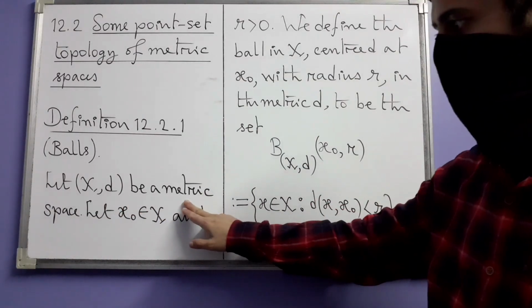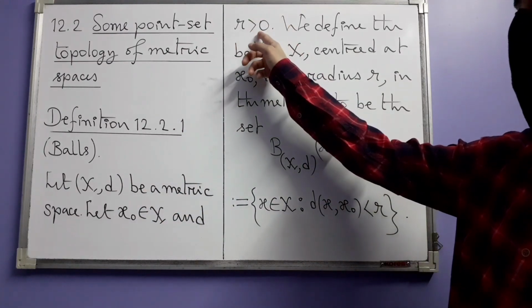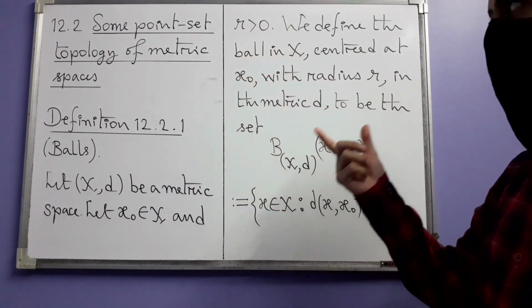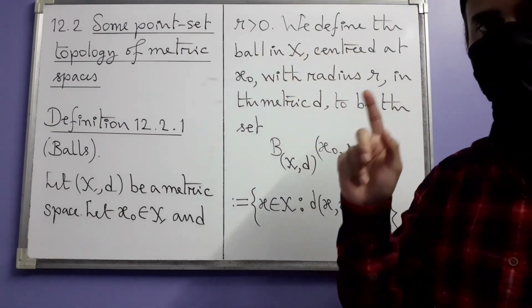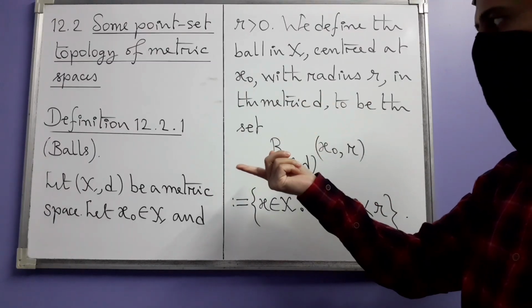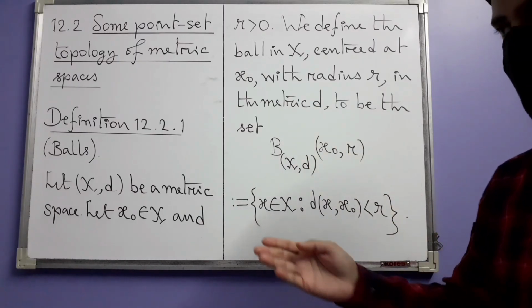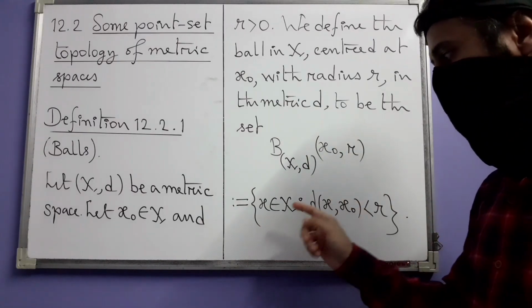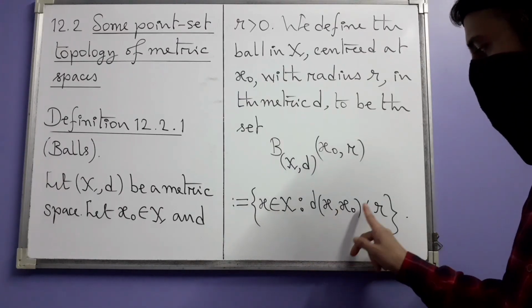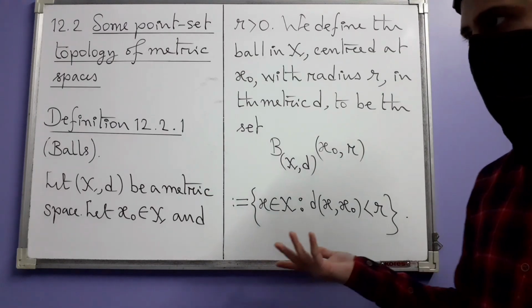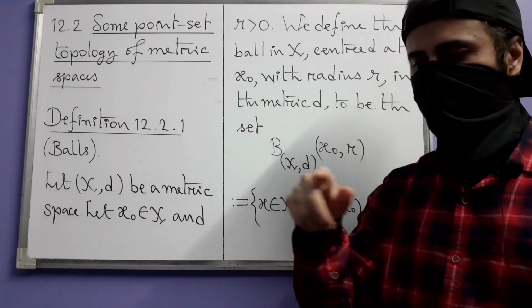So let (X, d) be a metric space in which we have chosen a point x naught, and say R is a positive real number. Then the ball in X centered at x naught with radius R in the metric d is defined to be this set. We are coming to the notation afterwards. Let us first see what the set is. It is the set of those points x in the space such that the distance between x and x naught is less than R.